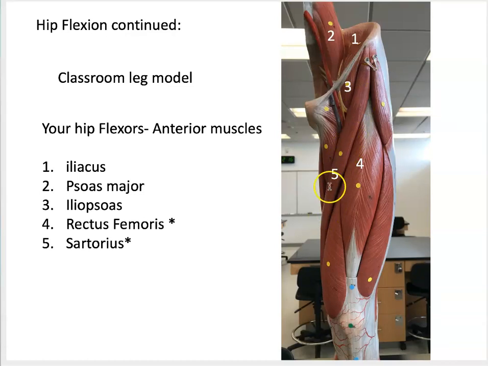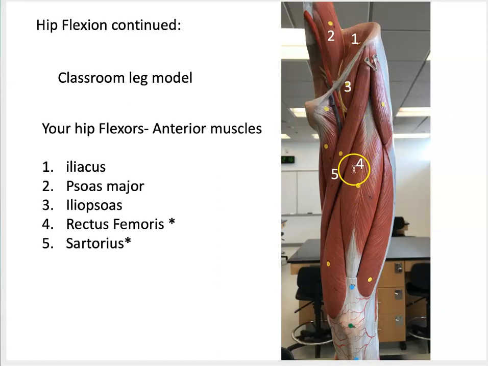And then we have this long strap-like muscle, number 5. This is sartorius. Sartorius is this long strap-like muscle. We'll talk about him a little bit later too, because he does cross two joints. He is crossing the hip joint to give us hip flexion.